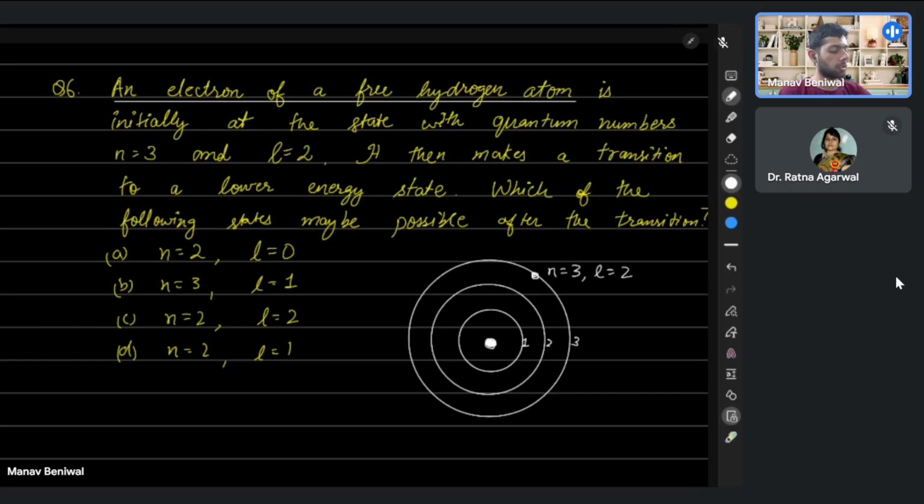Now the question says that it makes a transition to a lower energy state. If we look at our options and the n values, we can clearly cancel out option B. So option B is incorrect.